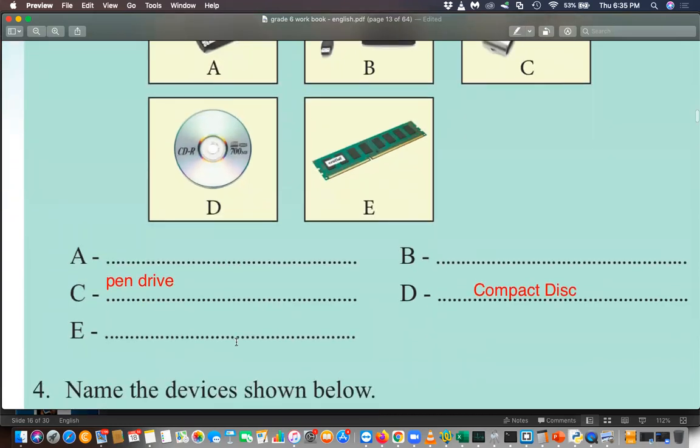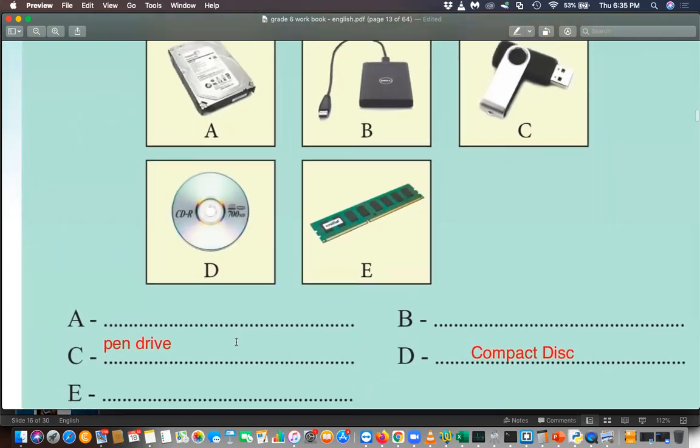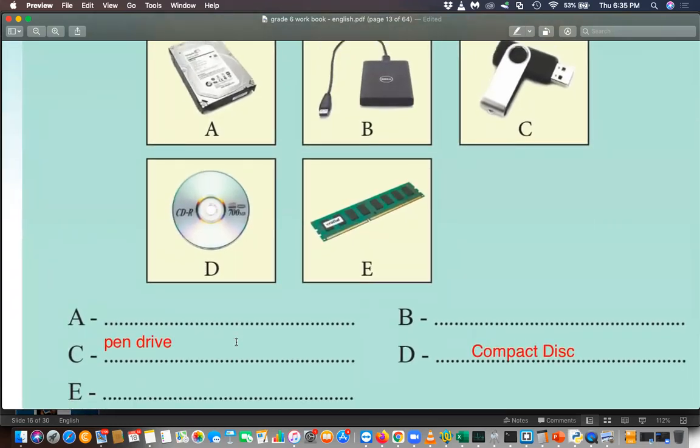Right, okay, what is A? What is A, what is B? What is A and what is B? What is E? Yes. Tell it quickly. RAM. E is RAM, random access memory, or the main memory.